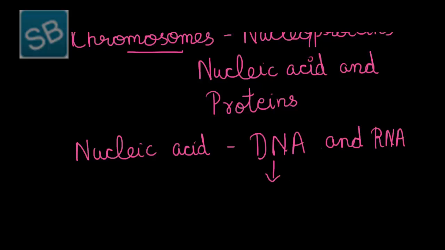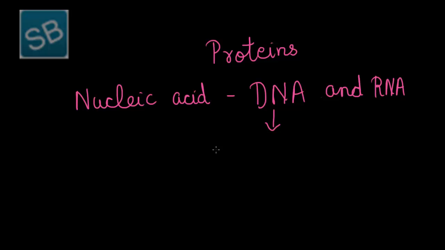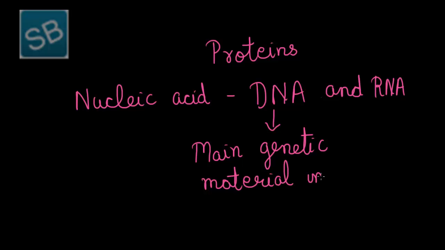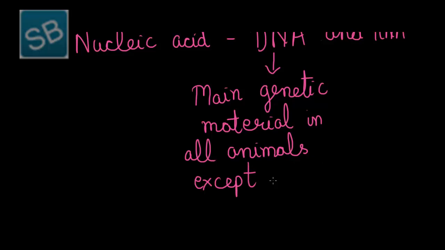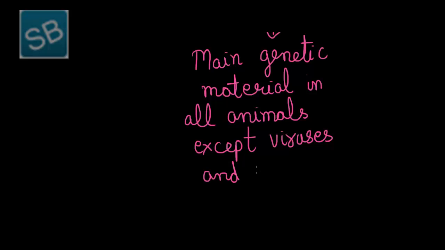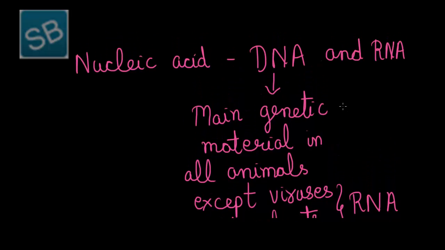Out of these, DNA is our main focus to study because in all animals, or rather mostly animals, DNA is found to be the main genetic material out of the two, except a few like viruses and plants. Because viruses and plants contain RNA as the main genetic material, the process of heredity information is carried out within viruses and plants through RNA, while in all other animals DNA acts as the main genetic material which is responsible for the process of inheritance.